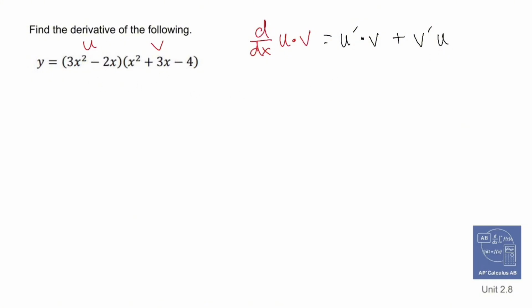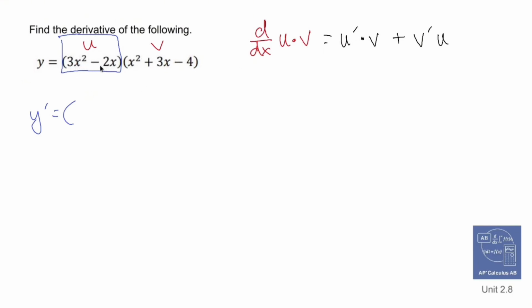All right, so let me kind of color code things a little bit. I will call u blue. So if I want to find out what y prime is, it's going to be the derivative of the first guy. So lots of parentheses, and I'm going to keep those parentheses there. Okay, u prime is going to be the derivative of 3x squared minus 2x.